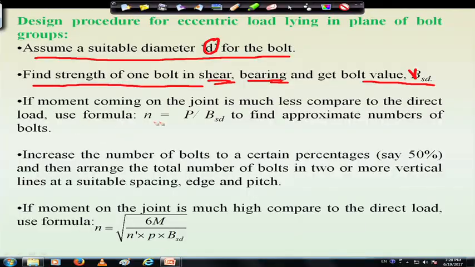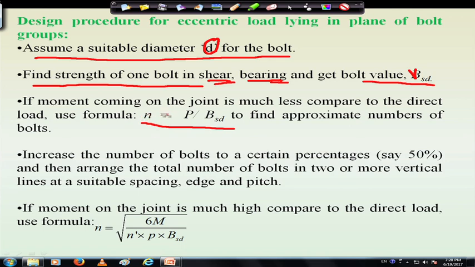So, for finding out the bearing strength, we have to find out first the pitch and edge distance as well as the type of bolt, whether it is bearing type or friction type. Depending on that, we will be able to calculate the strength of the bolt. Once it is calculated, then we can use this formula. If P is the external direct load, then P by BSD is equal to the number of bolts.